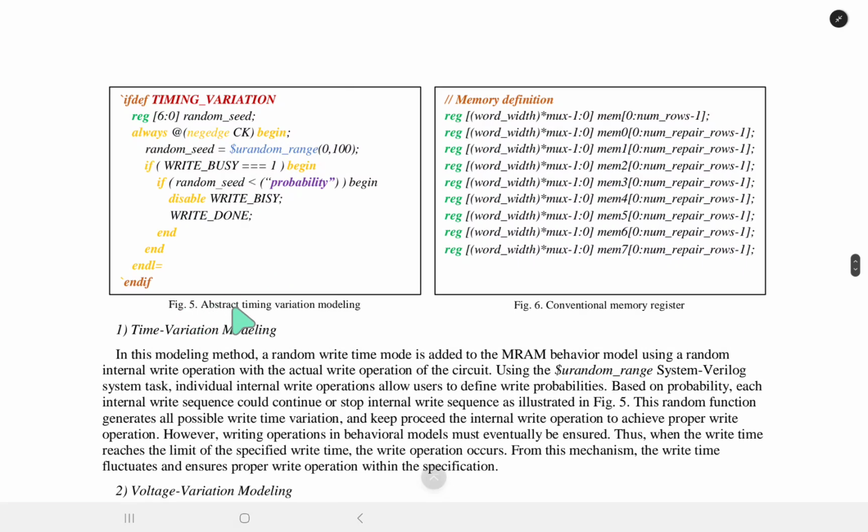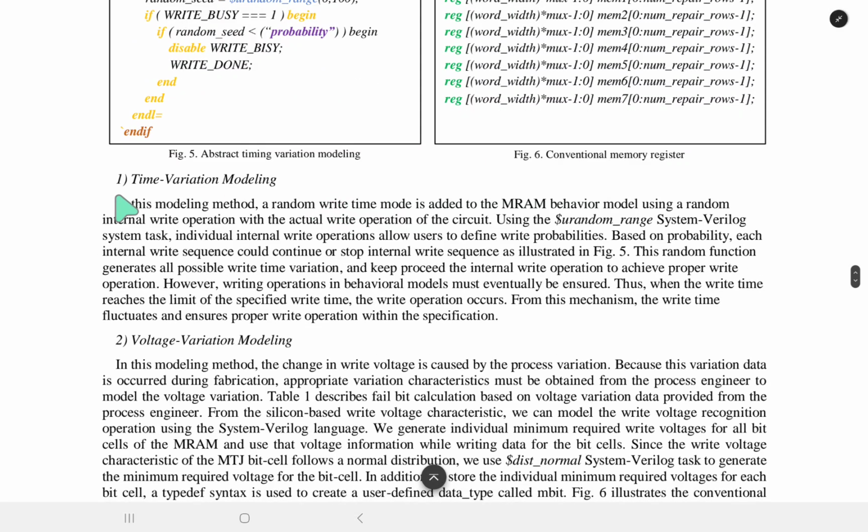Figure 5 is abstract timing variation modeling. Figure 6 is the conventional memory register. 1. Time variation modeling. In this modeling method, a random write mode is added to the MRAM behavior modeling, using a random internal write operation with the actual write operation of the circuit.